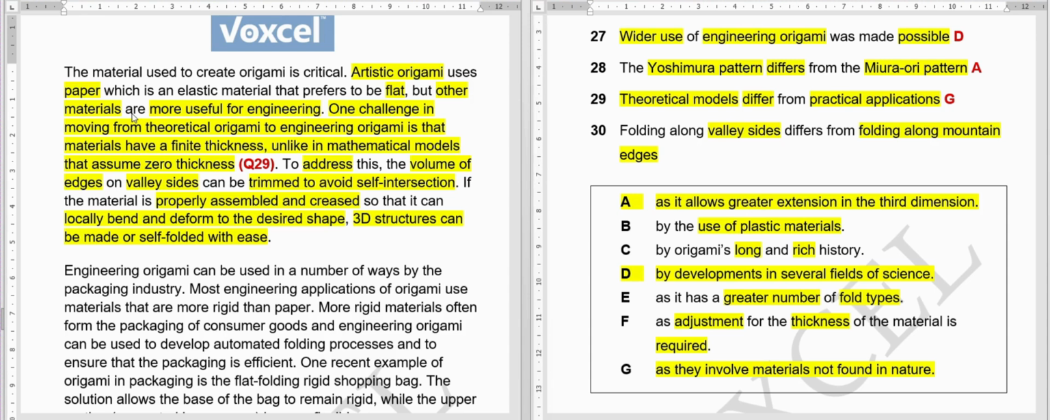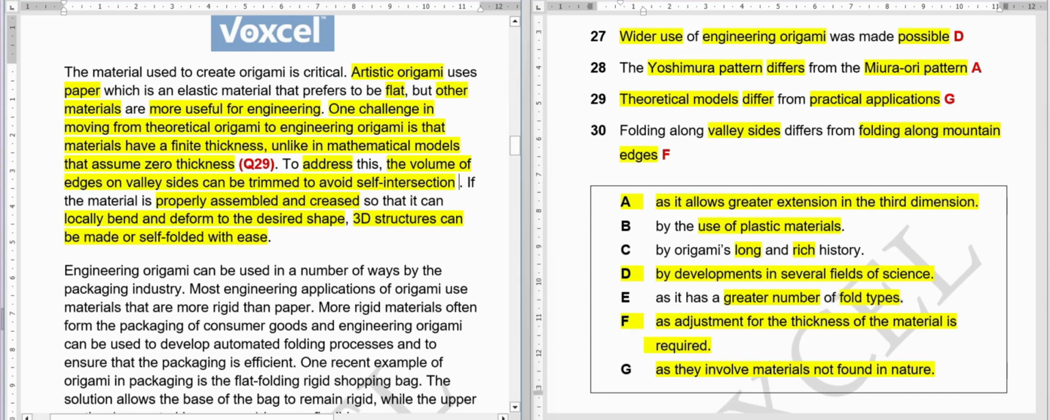Okay, time's up. Now I'm gonna write the answer here and see whether you were able to find out the correct answer or not. And the answer to this is option F. Let me mark here. As the adjustment for thickness of the material is required. So where it is written? Yes, here.